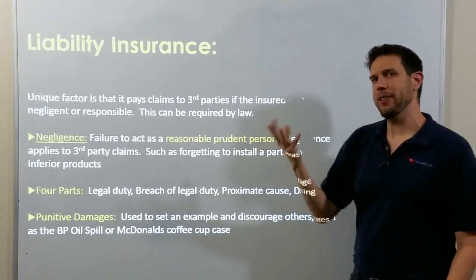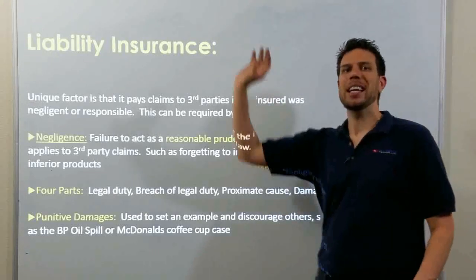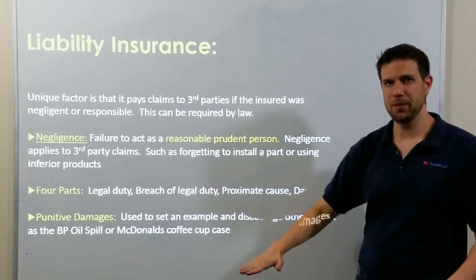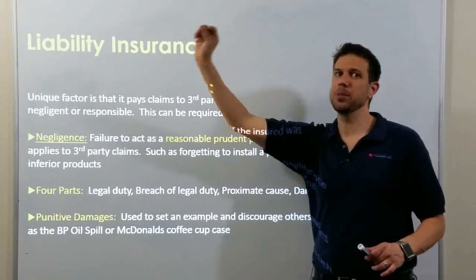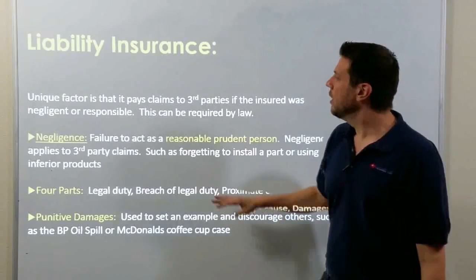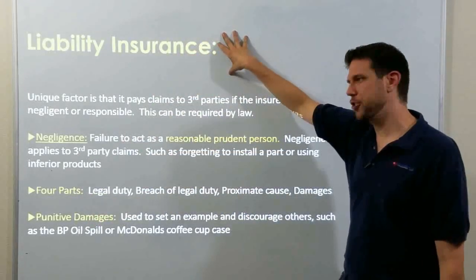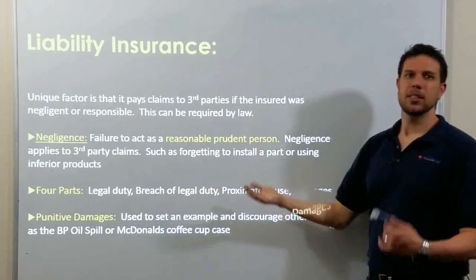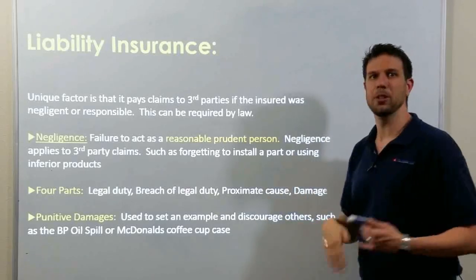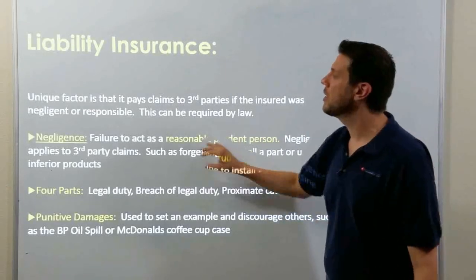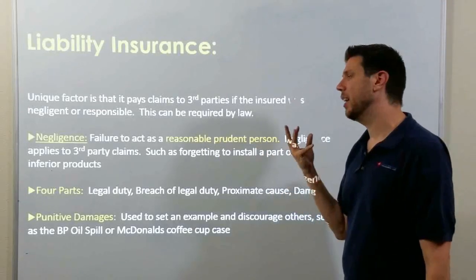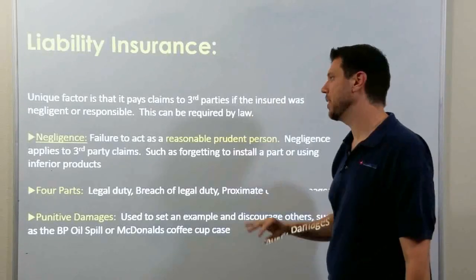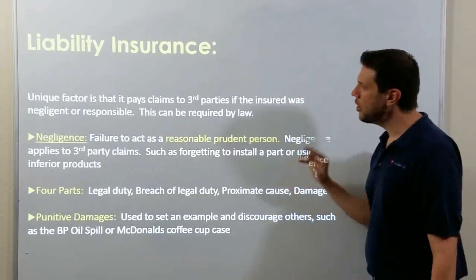Negligence would also be like a roofer selling superior shingles, but then installing inferior shingles. So they upsold on really good shingles, but then they installed really bad shingles. Legal duty, yes, you were supposed to install the correct shingles. Breach of legal duty, you installed the wrong shingles. Proximate cause, yes, it was your fault. Damages, yes, the roof is not as good anymore. So negligence can sometimes be not intentional, but it's usually when you forget to do something. It's a thoughtless act.